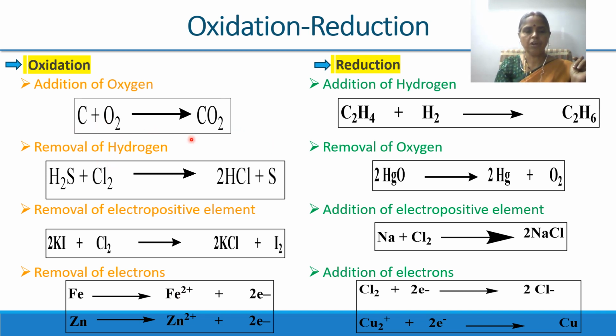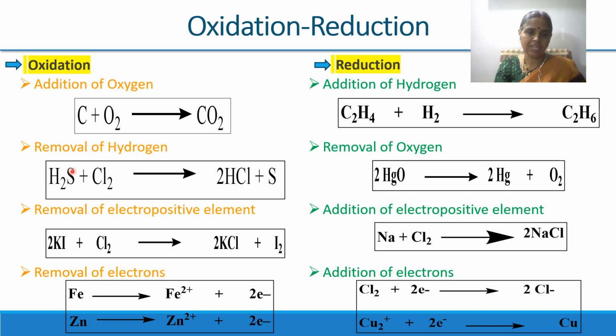See, addition of oxygen is oxidation. Removal of hydrogen is oxidation. See, removal of hydrogen means hydrogen sulfide is there. You are getting sulfur as the product. That means sulfur lost hydrogen to chlorine. So, chlorine is getting reduced. Sulfur is getting oxidized. So, you can see here originally chlorine oxidation state is 0. But in the product chlorine oxidation state is -1. That means there is a decrease in oxidation number of chlorine. So, chlorine is getting reduced.